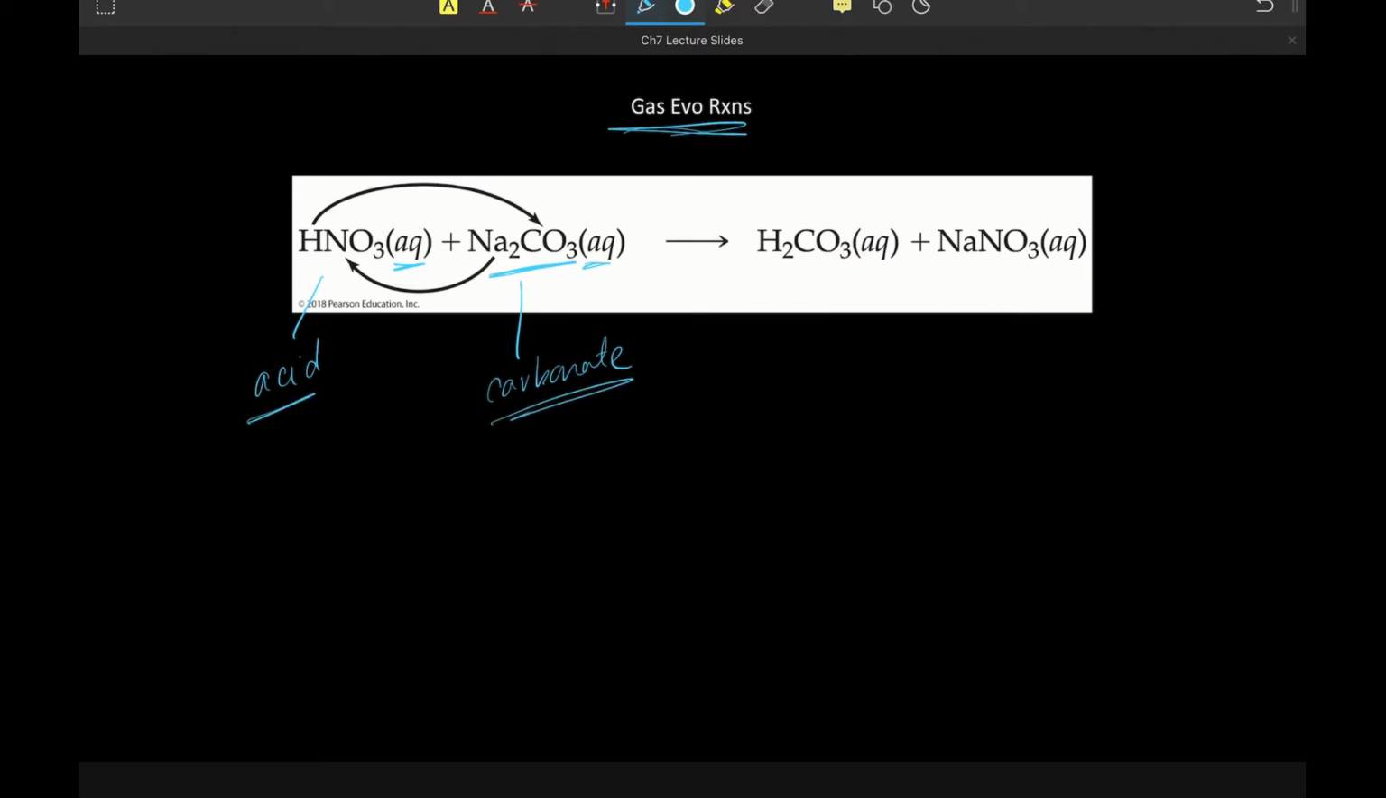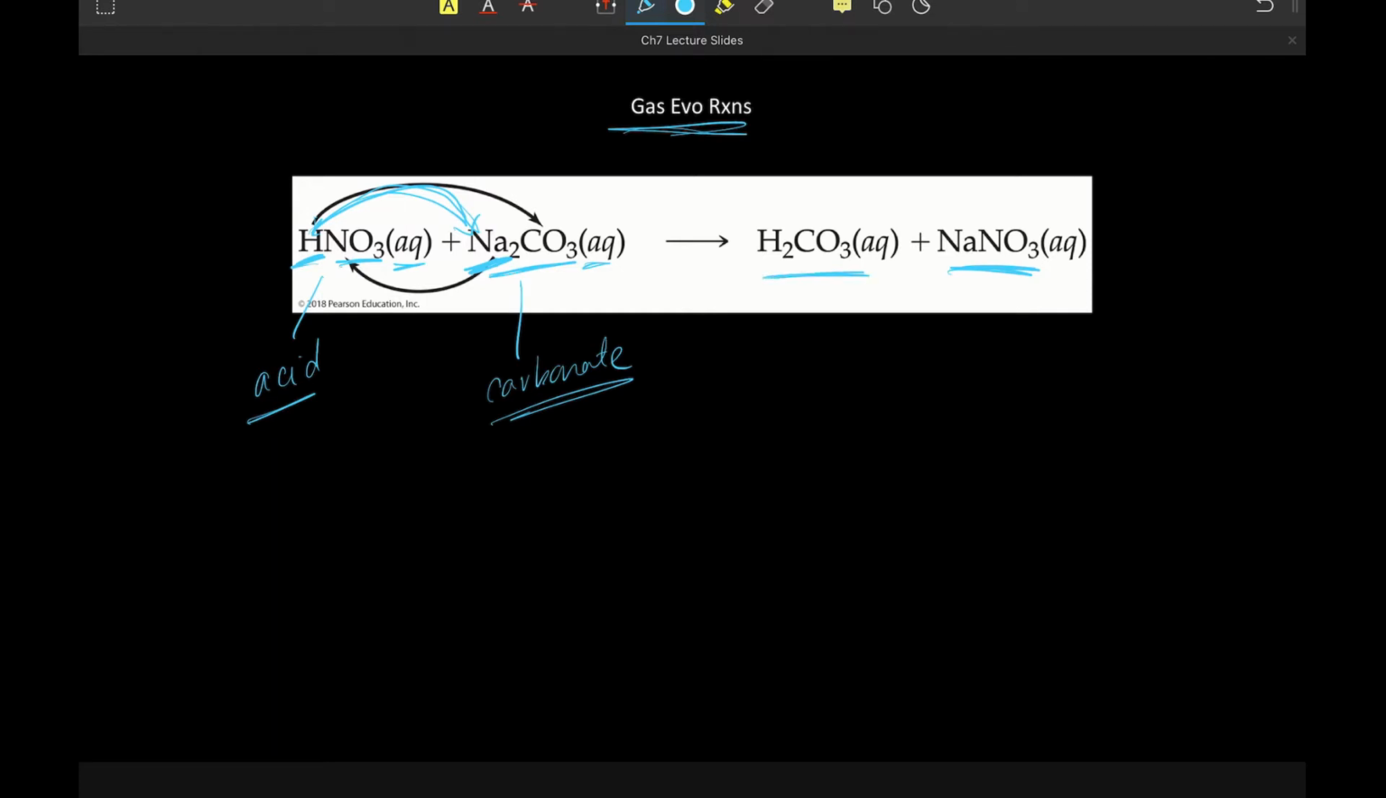But if we look at it again, it's still just a double displacement. We have two ionic compounds, so we're going to find our cations, and we're going to switch our cations. That's really what's happening. And so that sodium is now stuck to that nitrate, and that's where that product comes from. That hydrogen is now stuck to the carbonate, and that's where that product comes from.